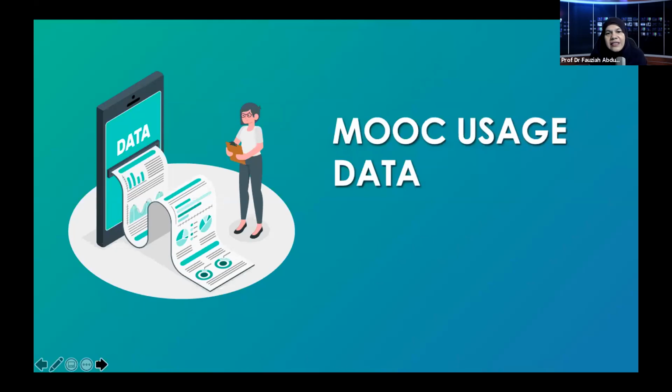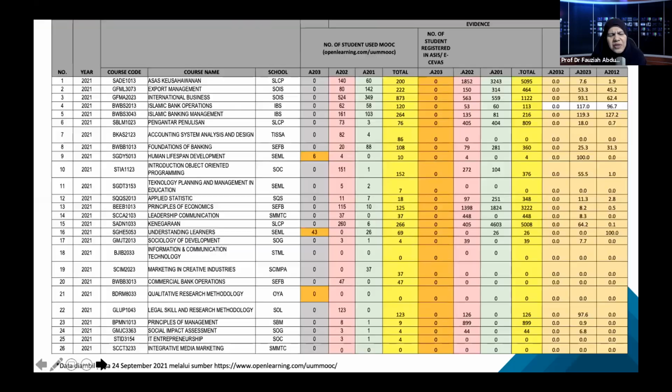Right, this is the MOOC usage data. It's going to be a bit complicated, but basically this is what I mean. This is by A201, 202, 203. This is the number of students registered. Okay, for example, why is this 3,243? This one is cumulative.